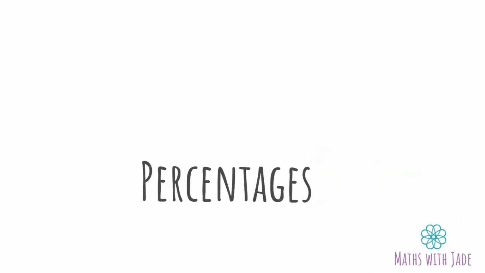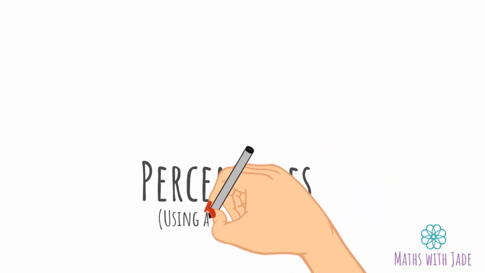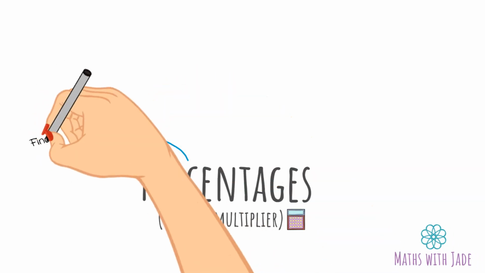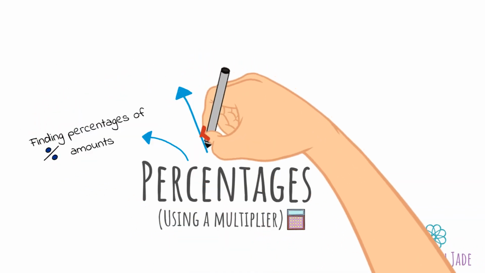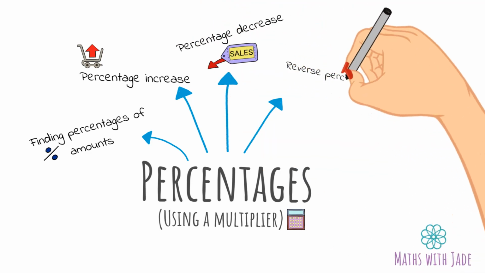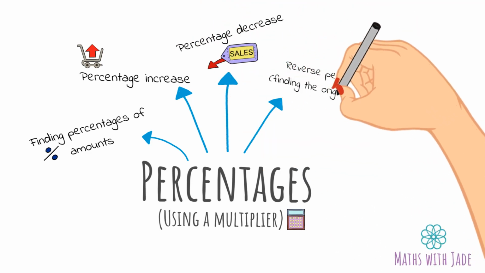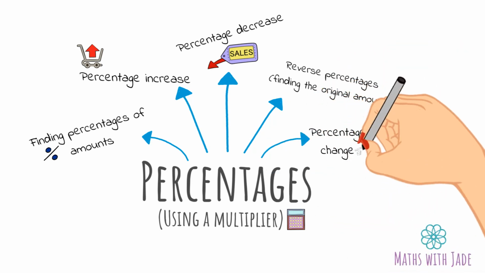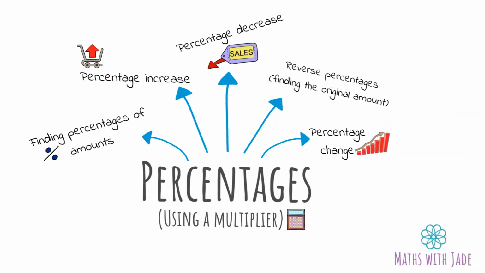In this video tutorial, we'll be learning about percentages, and more specifically, percentages using a multiplier, so make sure you have a calculator at the ready. And this video will cover a range of subtopics. Those subtopics are finding percentages of amounts, percentage increase and percentage decrease, reverse percentages, that's finding the original amount after a percentage change, and finding percentage change. Timings of each of those subtopics are in the description below.